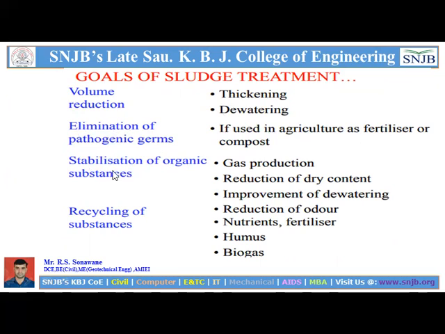Stabilization of organic substances leads to gas production, reduction of dry content, and improvement of dewatering. Overall, these are three parameters related to achieving the goal of stabilization of organic substances. And the last goal achieved through sludge treatment is the recycling of substances. In the recycling of substances, we can see a reduction of odor, nutrients and fertilizers, then humus and biogas. So these are the four goals which we have to achieve through the sludge treatment process.